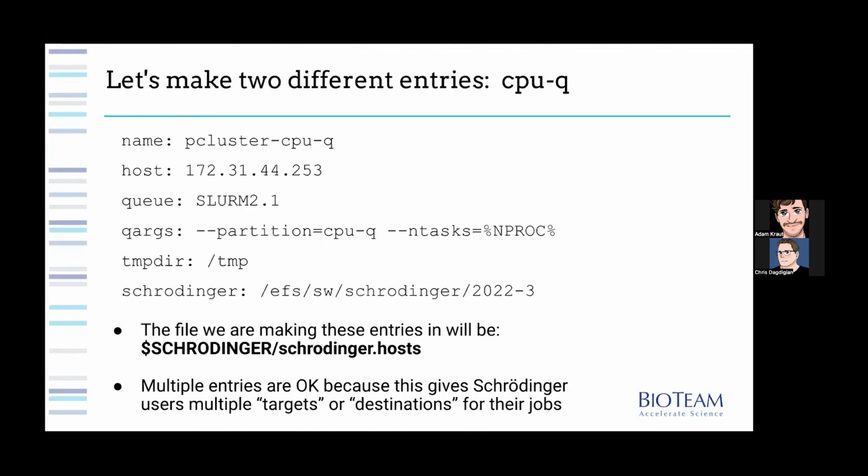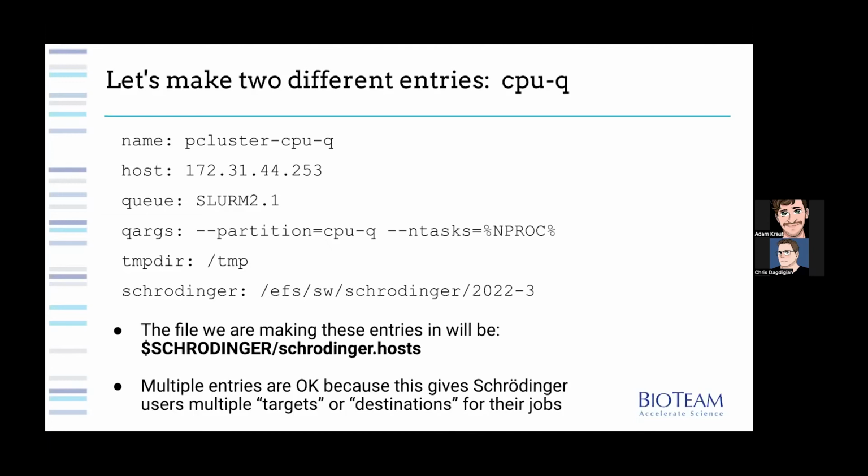The host is an IP address. You can see here Slurm 2.1. If you remember a few minutes ago, we were editing files down in Slurm 2.1 to turn on license-aware behavior. And then finally, you can see the qargs line. This is where we explicitly route jobs to the CPU queue partition, and we pass a few other things, particularly for threaded or SMP jobs. We want to make sure if it's a 4-processor job, Slurm will allocate 4 processors for that job and not just try to pin it all on one. Again, we set tmpdir, and then again, we explicitly set the Schrödinger path.